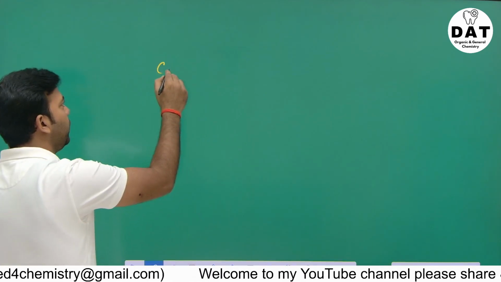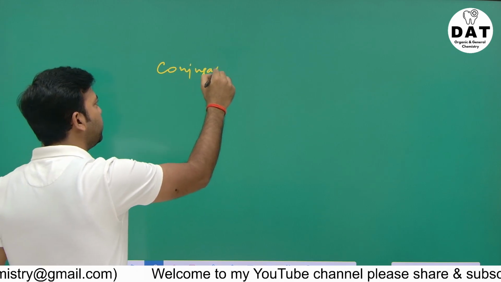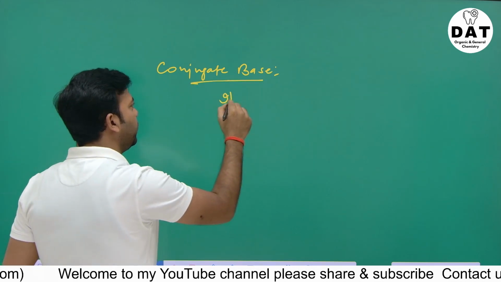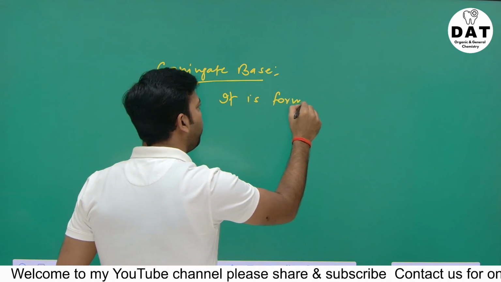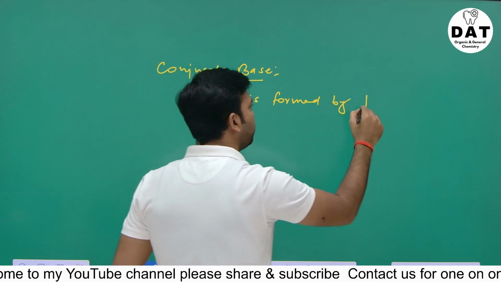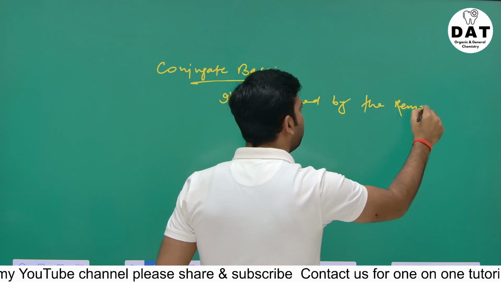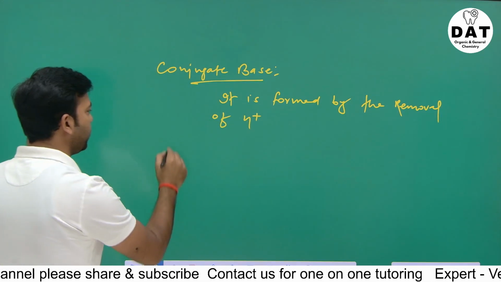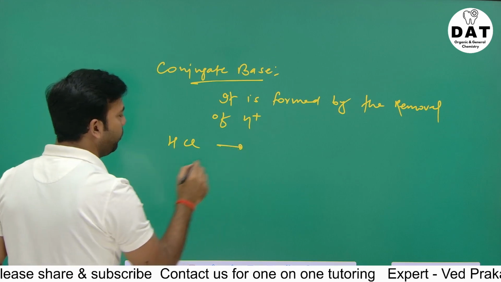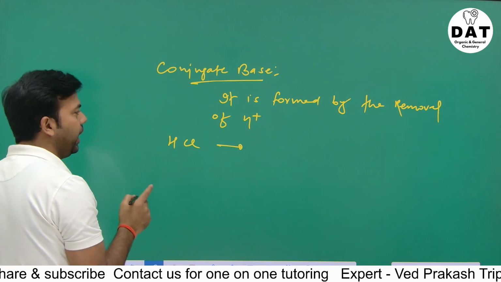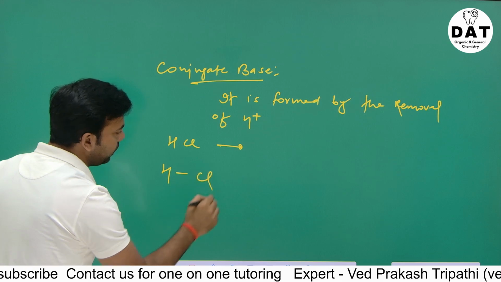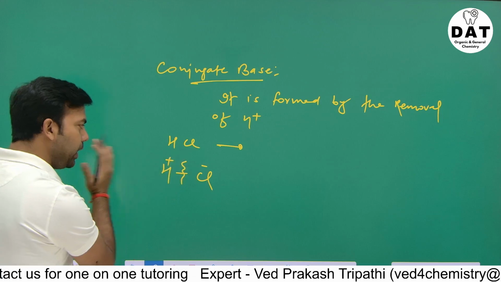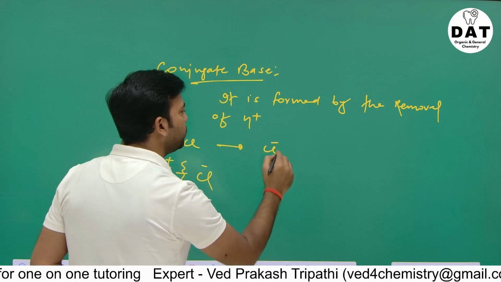Now the next is conjugate base. Conjugate base is formed by the removal of a proton. Suppose you have HCl. If you remove a proton from HCl, you know HCl is like this. If you break this bond, it will be plus and minus in this way. So once you eliminate H plus, there will be Cl minus. So this is a conjugate base.